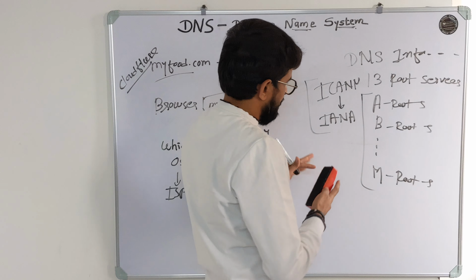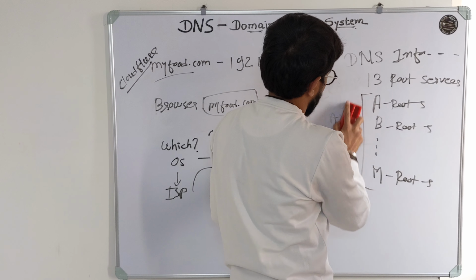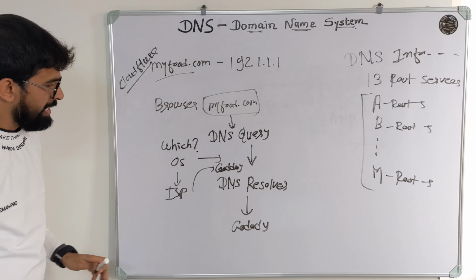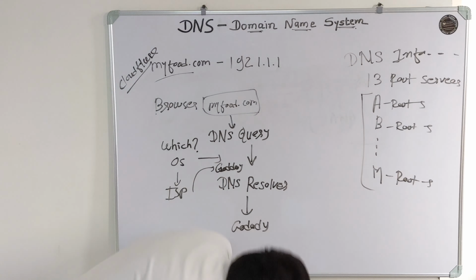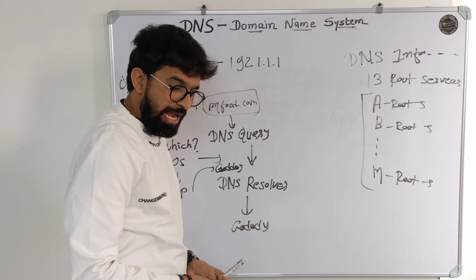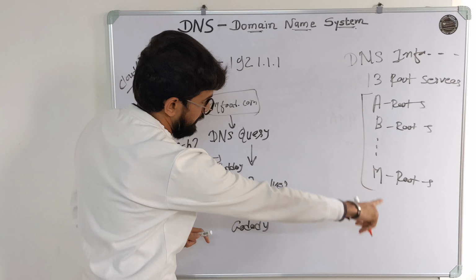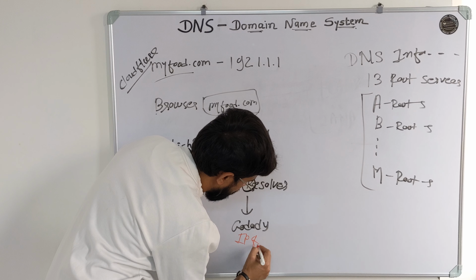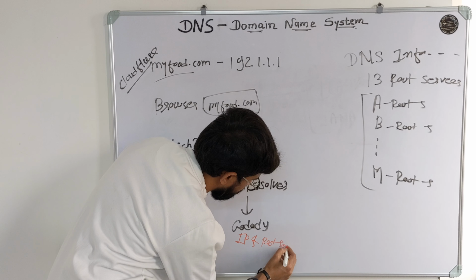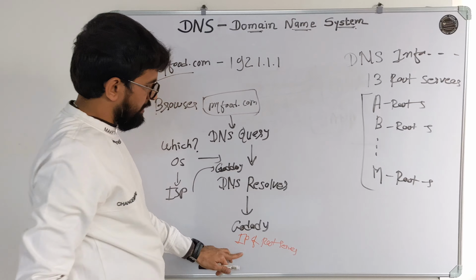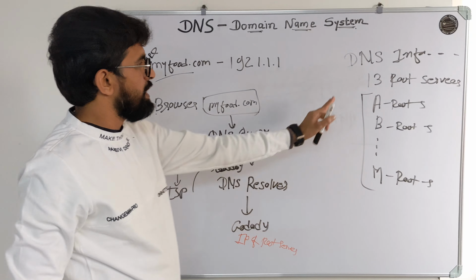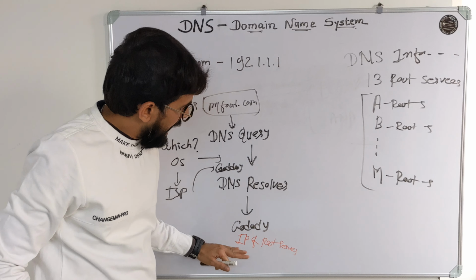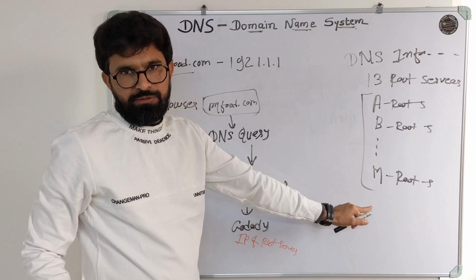Now, this query, this DNS resolver, let's say this GoDaddy DNS resolver is there. This GoDaddy DNS resolver has the IP addresses of all the 13 root servers. So it has the IP of the root servers. Any DNS resolver knows this about all these 13 root servers. So they have all the IP addresses of the 13 root servers.